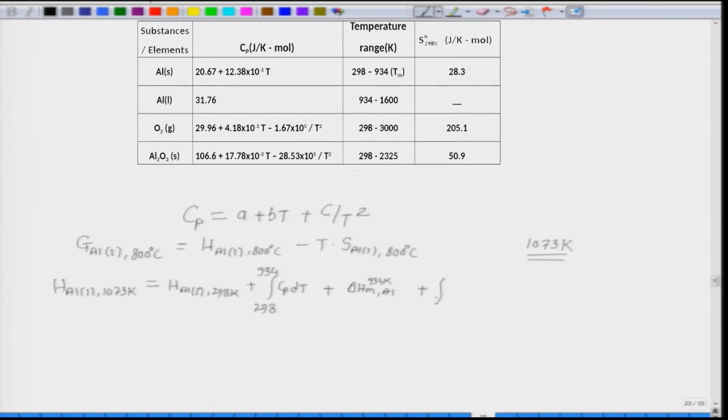So, we have to heat the liquid aluminum from 934 to the temperature desired, that is 1073 Kelvin. So, Cp dT, this is Cp of aluminum liquid. The first integral of Cp is for aluminum solid. Delta H melting of aluminum at 934 Kelvin is 10,700 joules per mole.